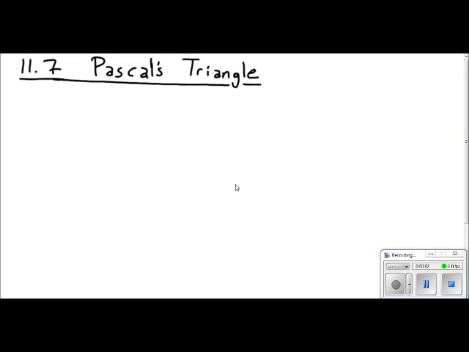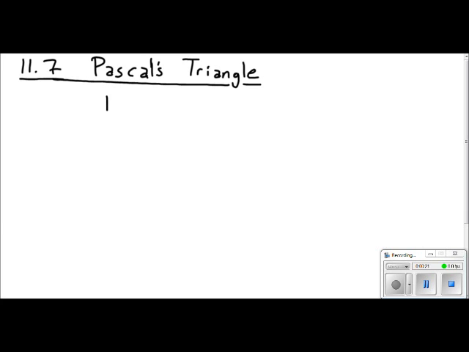Lesson 11.7 is going to be talking about expanding binomials to powers. Before we go on to that, we're going to review Pascal's triangle. Now, we talked about Pascal's triangle when we were looking at combinations and permutations, more specifically combinations, but technically Pascal's triangle is also a sequence.